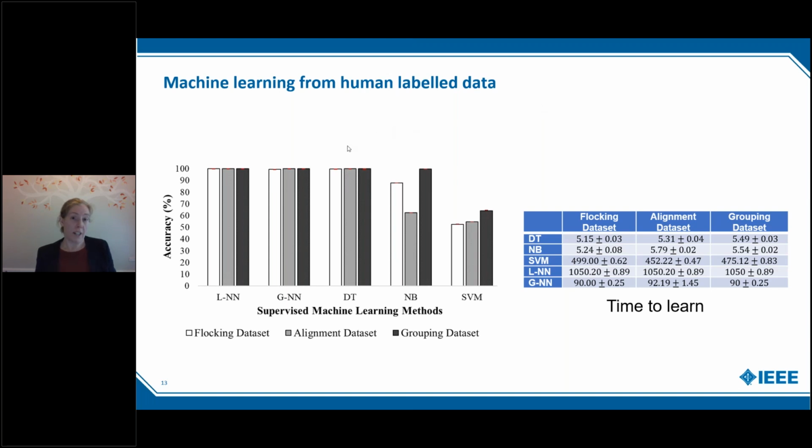And obviously you only need to train that once. So once you have the data set, once you have a decision tree, you can then go ahead and use that in another setting to tell you whether a particular behavior that it hasn't seen before is flocking or not flocking.